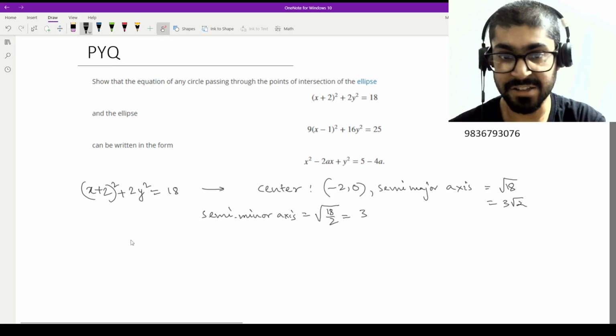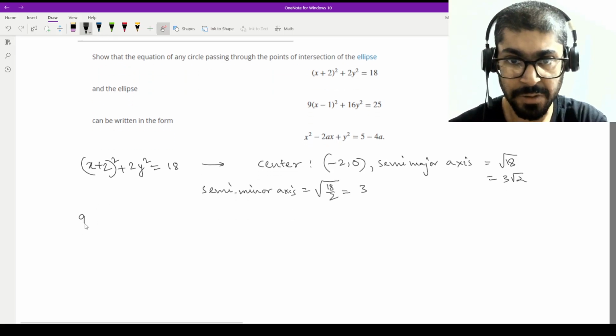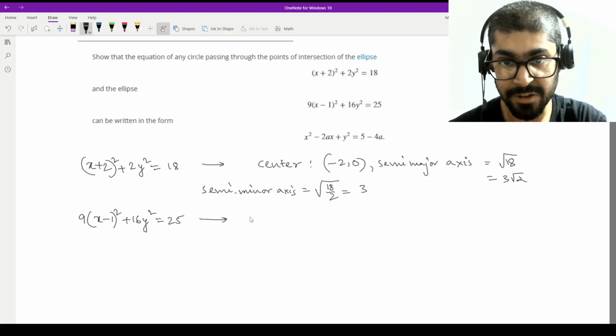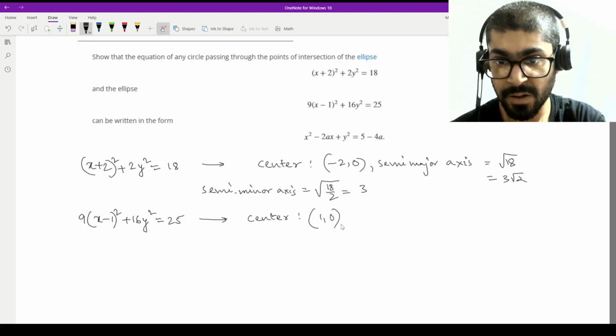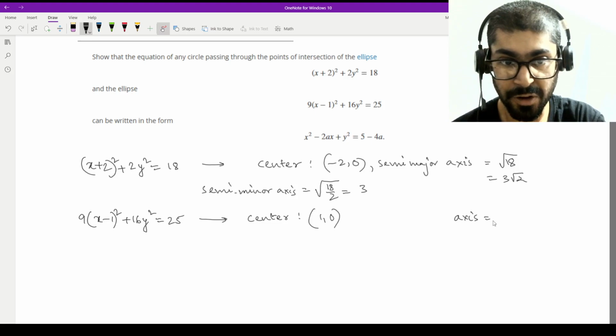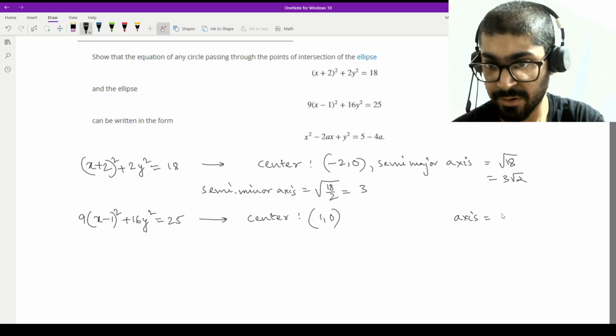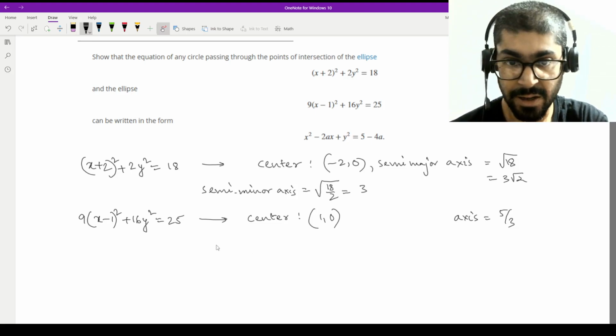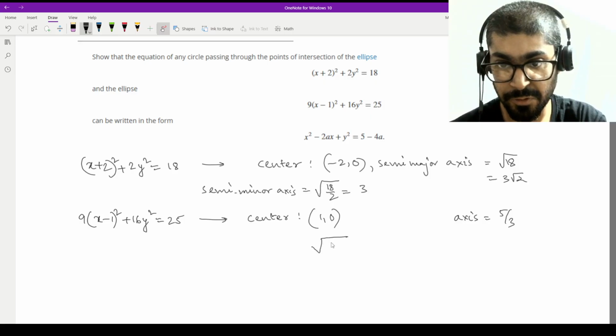Alright, so semi major axis and semi minor axis. Similarly, we can look into the next one: 9(x - 1)² + 16y² = 25. So this will give us a center of (1, 0), right? And we'll calculate the first axis. We don't know which one is it, major or minor. So this will be root of 25/9, which will be 5/3. And then the other axis will be root of 25/16, which would be 5/4.